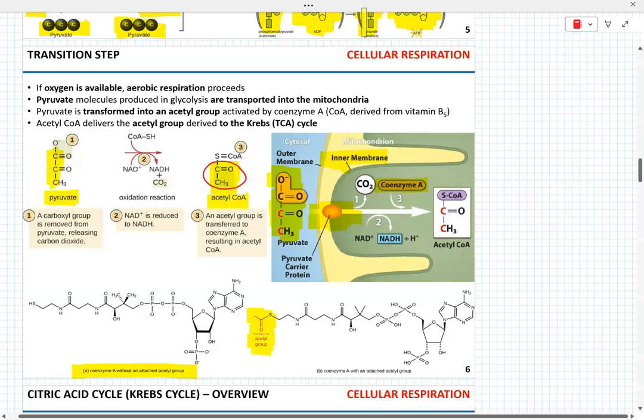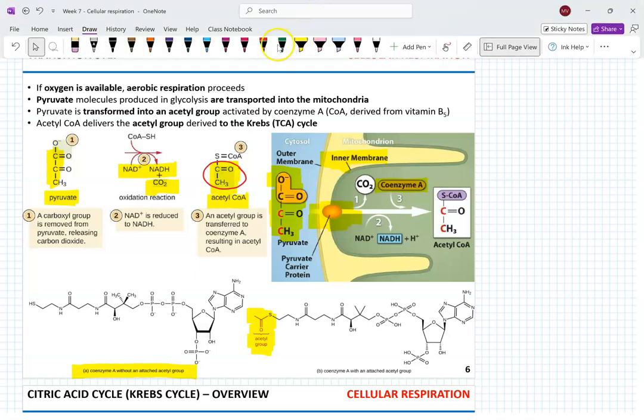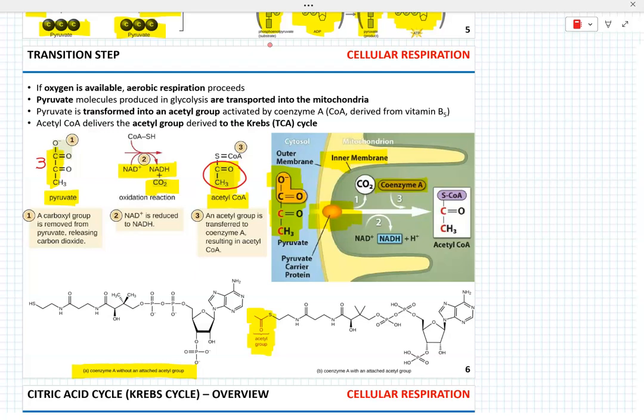The acetyl group is attached to the sulfhydryl, to the sulfur atom at the end of acetyl-CoA. During this process, in addition to acetyl-CoA, NAD+ is reduced to NADH, so we get another molecule that contains high energy electrons, and 1 molecule of CO2 is produced, which explains the carbon counting. So this molecule on the left has 3 carbons. The acetyl residue on the right has 2 carbons, because 1 carbon ended up being converted to CO2.